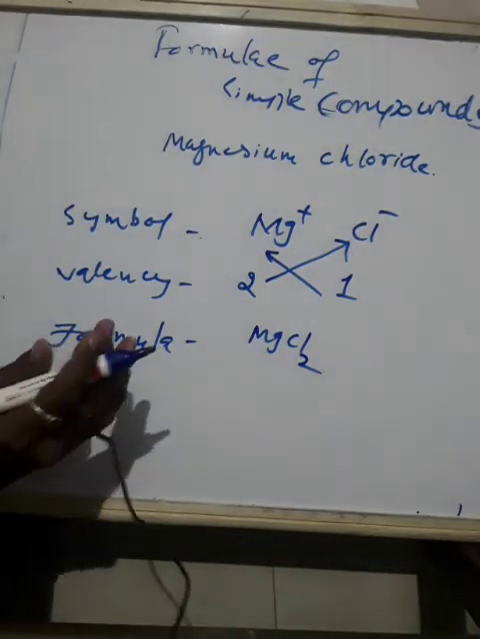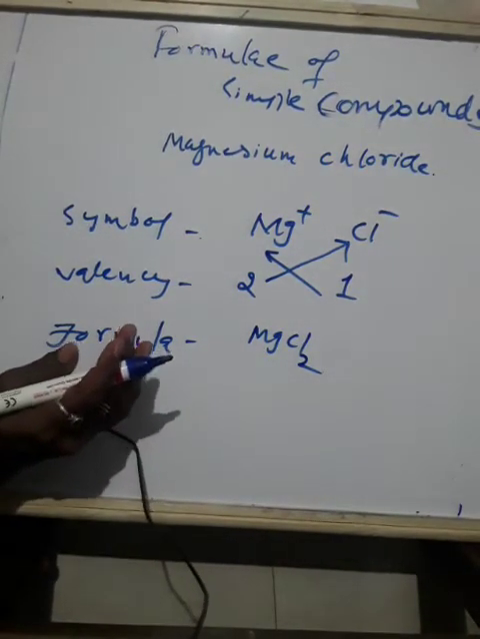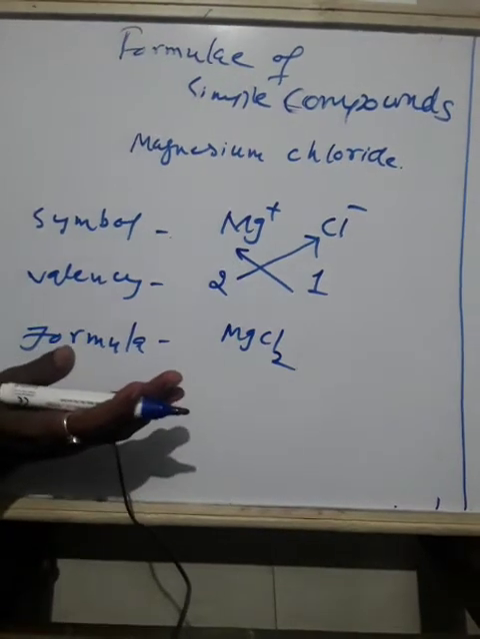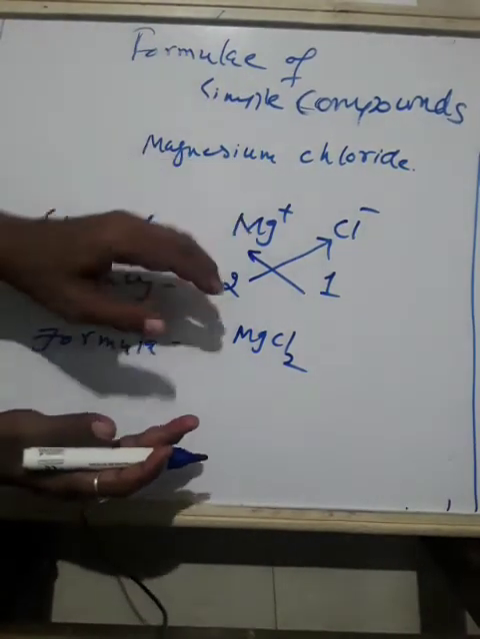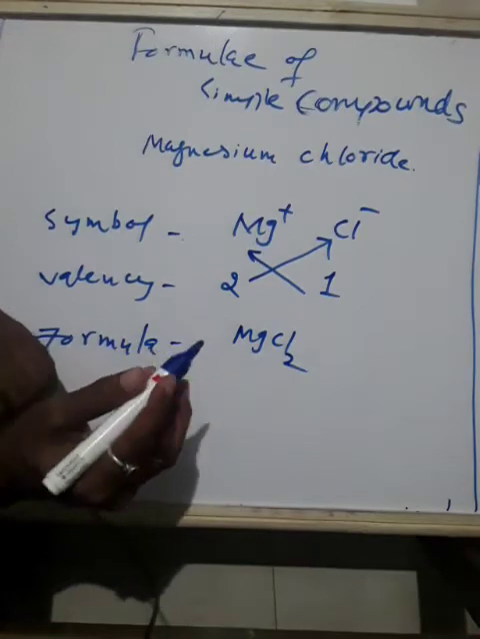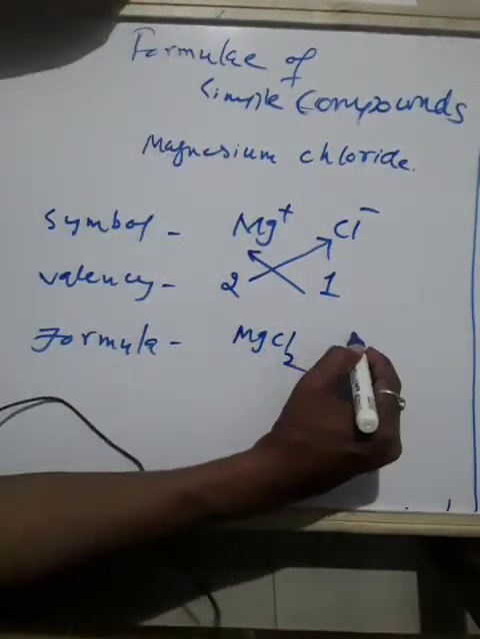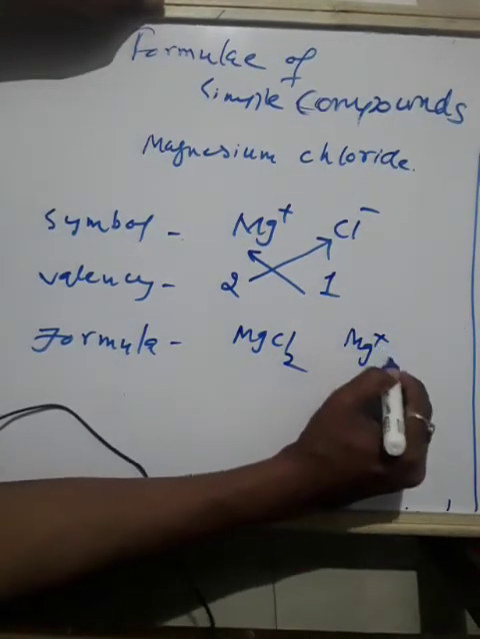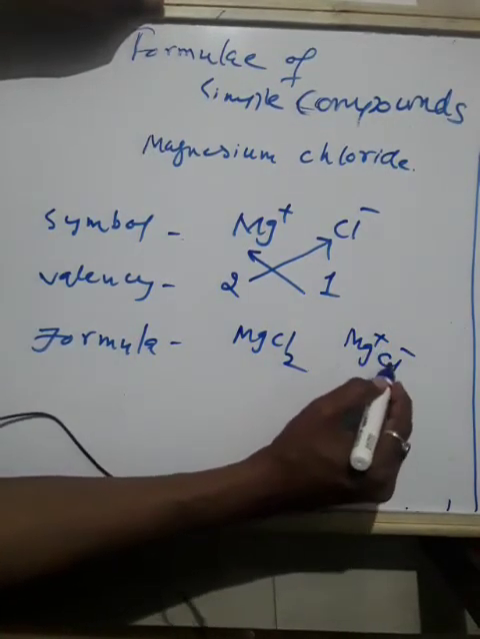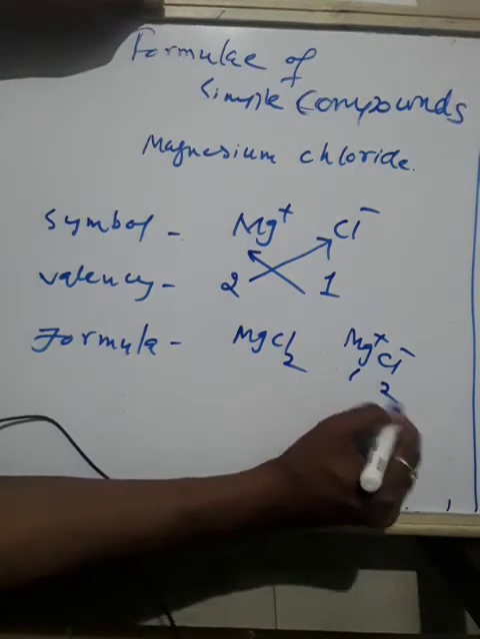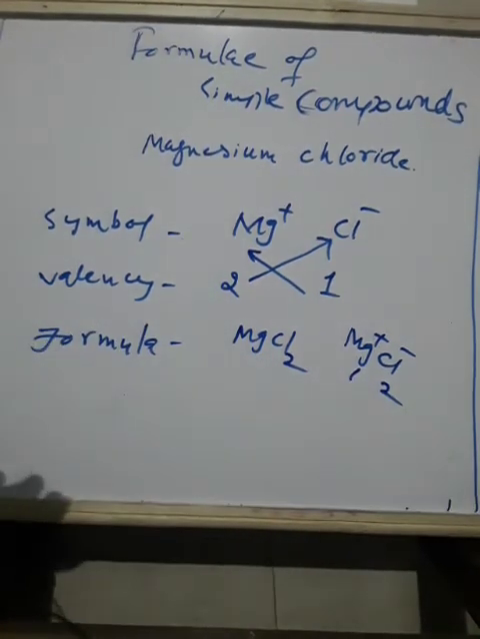Okay. Actually, why do we write the formula, you know? Here you may ask one question: sir, why can't we write it as it is, Mg plus, Cl minus, with 1 and 2? Why can't we write like this? Your question is there.